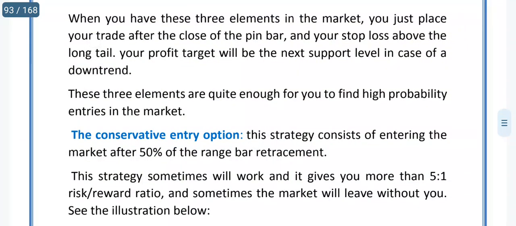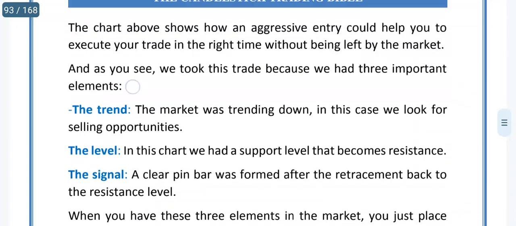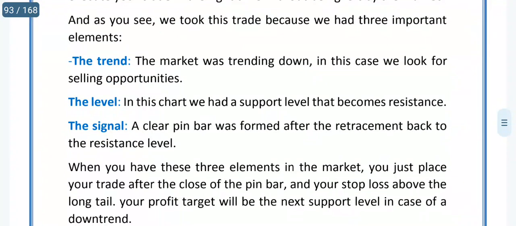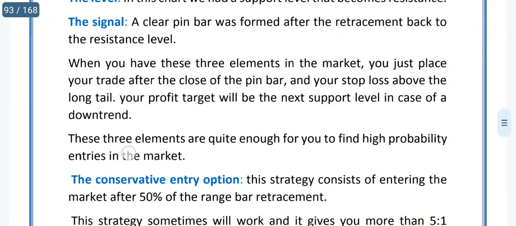Therefore, you can also place your take profit, or the profit target will be the next support level in case of a downward trend. Of course, when the market continues in the downward trend, the time comes when we need a support level, and at that point is where we place our take profits, or what we call the profit target.